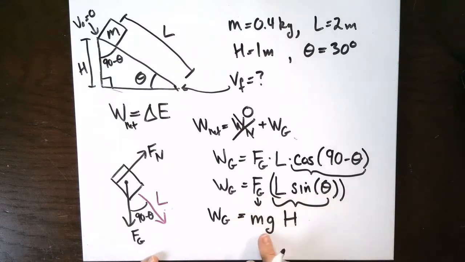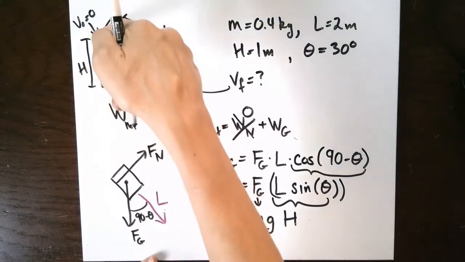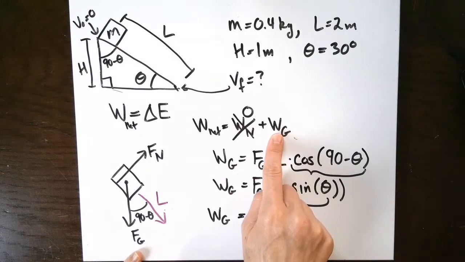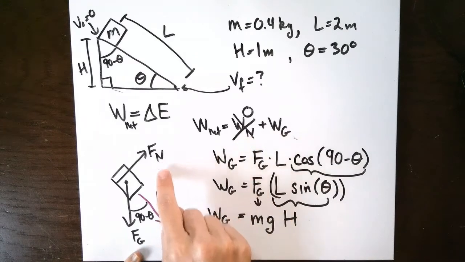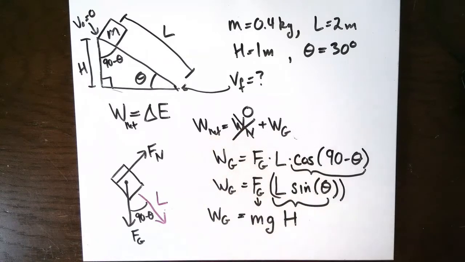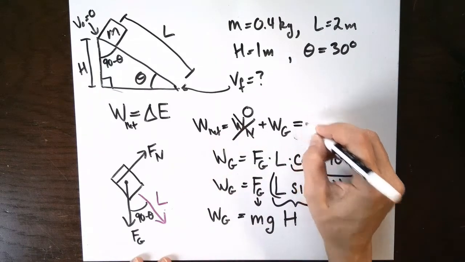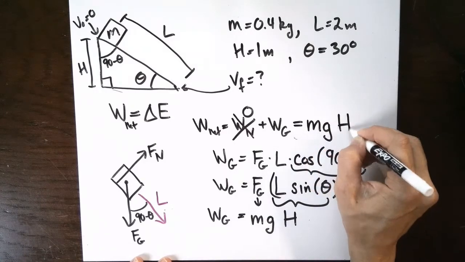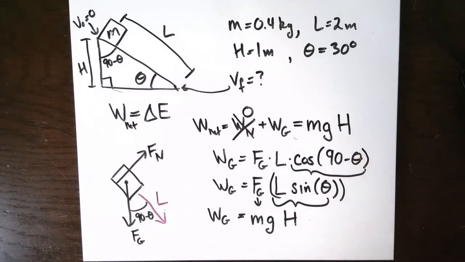So that's the work done by gravity. It is the mass times g times that height difference. It started up here and then it moved down. That's the work done by gravity on it. All right, so we've got now the work done by gravity. We know that there's no work done by the normal force because the normal force is perpendicular to the displacement, so we have the net work now. The net work is just the work done by gravity, and the work done by gravity is mass times g times the height that this thing has moved, the change in height.